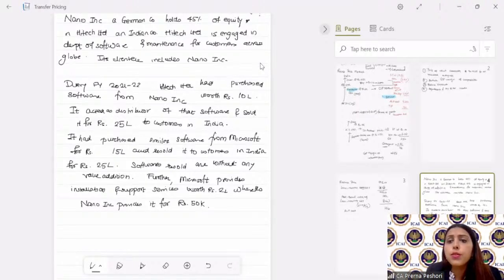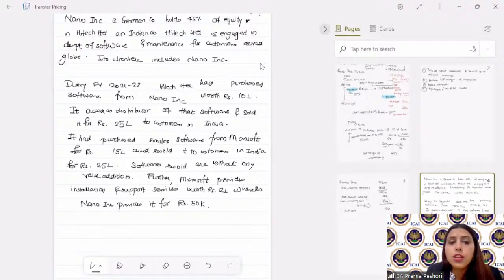Then what you will do exactly after that? You will apply that, yes Santosh, correct, 40%, on your selling price to the unrelated parties, to the customers, which is 25 lakh, right? So 25 lakh minus 40% comes to rupees 15 lakhs, isn't it?